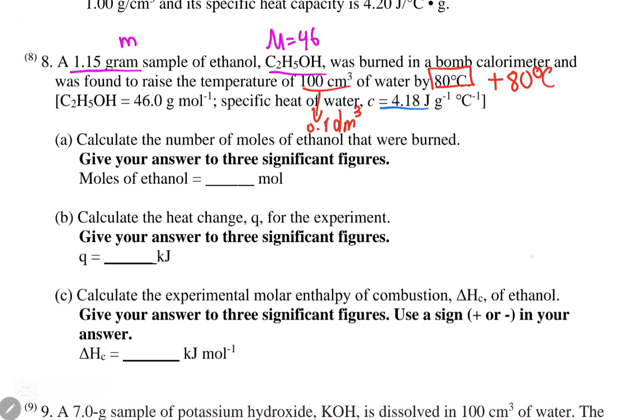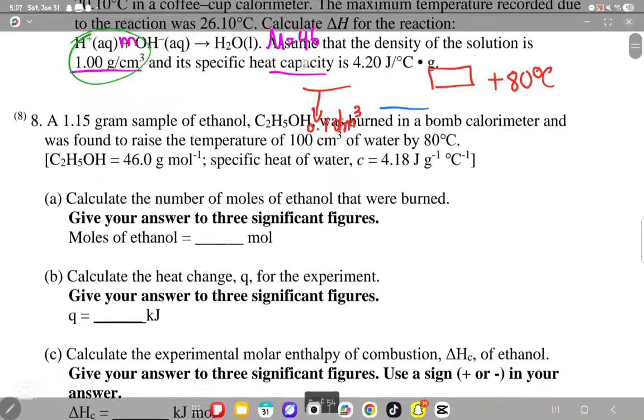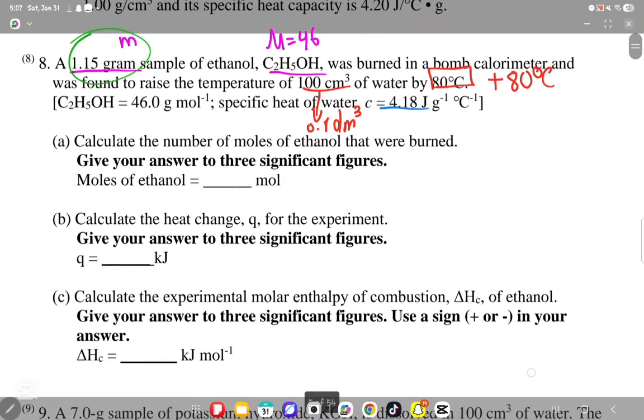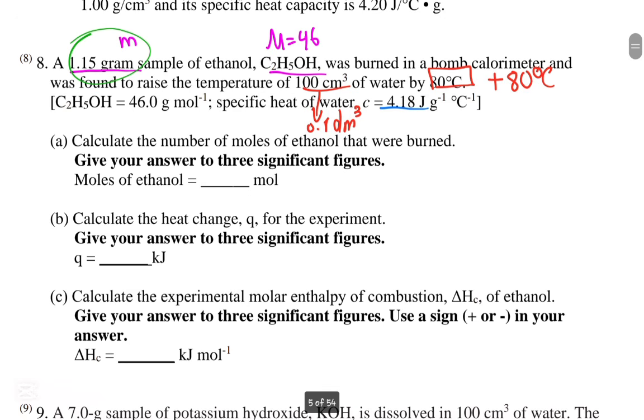Okay, what's the first thing they asked for me? Calculate the number of moles of ethanol that were burned. How do I calculate the number of moles of ethanol that were burned? First of all, I know that I have the mass of ethanol. I know the molar mass of ethanol. It's fine. I have the molar mass of ethanol. So for sure I'll be able to find the number of moles.